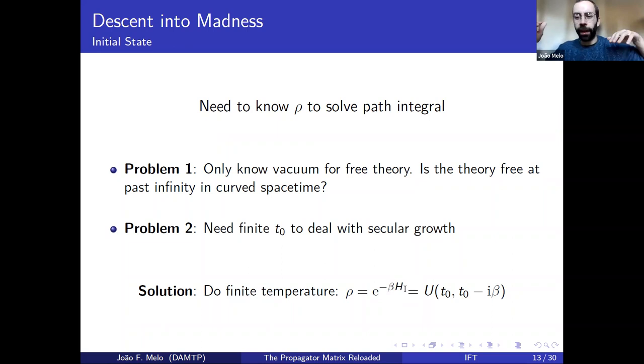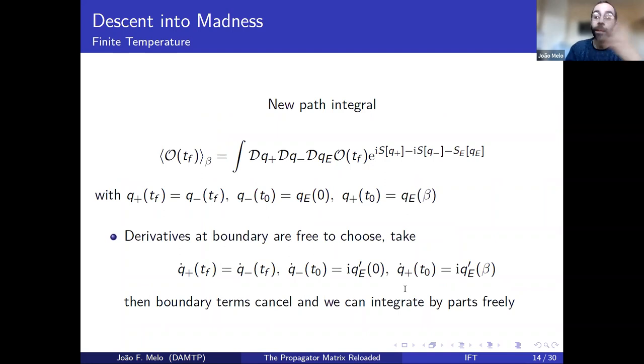And maybe then I can do Ahmedov's calculation in a bit more controlled way. But then I still have my second descent into madness, because okay, this is my new path integral. I have my Q plus, my Q minus, and I have my Q Euclidean, which is in imaginary time, where now it has a minus because it's in Euclidean signature. And I have my Q plus and Q minus matched in TF.